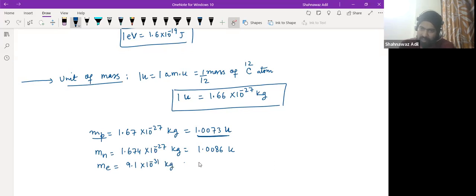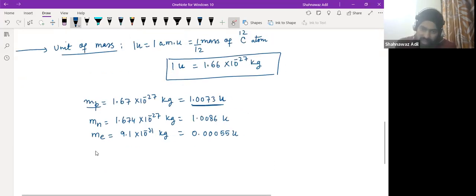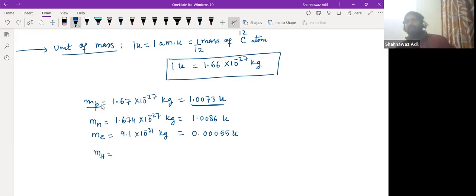So this is 0.00055 U. This is the mass of the electron, and next the mass of hydrogen. What is hydrogen made up of? What are the constituent units of hydrogen? Hydrogen has this proton inside the nucleus and then this one electron. So it has one electron and one proton.